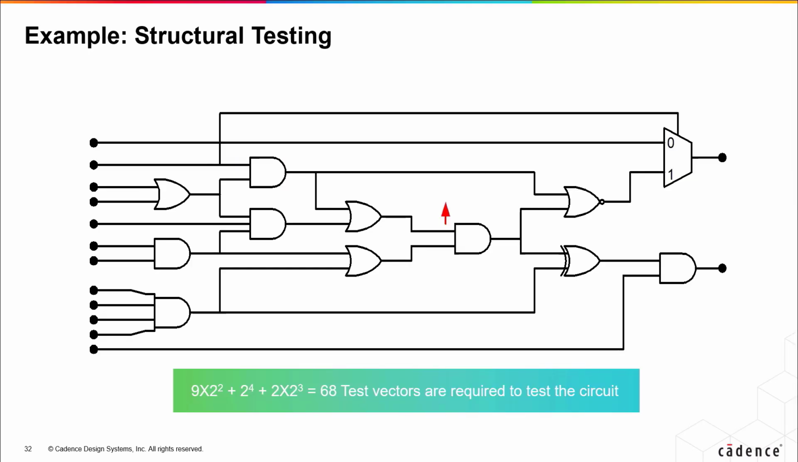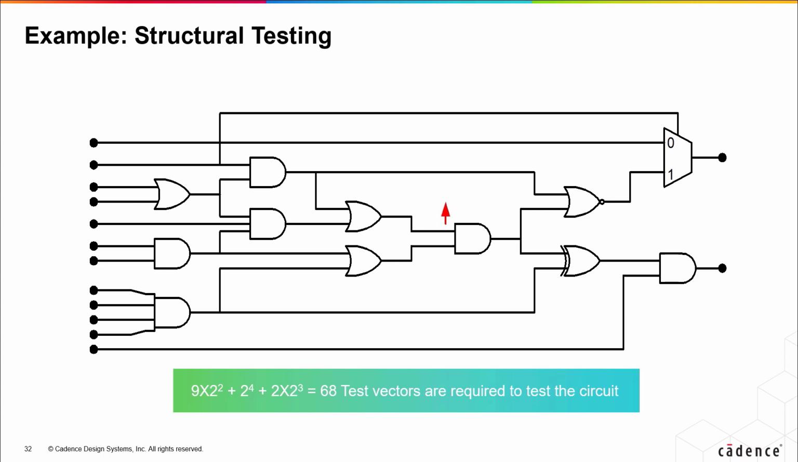Consider this circuit with 12 primary inputs and 2 primary outputs. Previously in functional testing, we saw that, to test this circuit, we will require 2 to the power 12 combinations, which means 4096 test vectors. But in structural testing, we will test every gate to see if it is working fine or not. Now, in this circuit, we have nine 2-input gates, one 4-input AND gate, and two 3-input gates, one is an AND gate, and the other is a 2 cross 1 multiplexer.